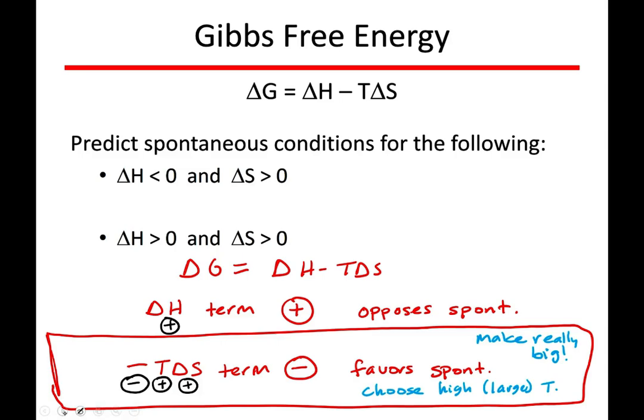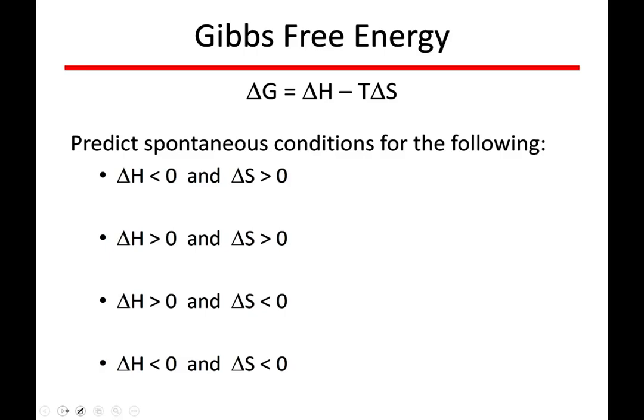So we're going to wipe this and think about some other cases. We'll think now about what happens if delta H is positive and delta S is negative. We could also think about what happens if delta H and delta S are both negative. And I'm going to have you work through those on your own so that you can get familiar with doing the same type of analysis that you've just seen in the last couple of examples to figure out what the spontaneity conditions are in those cases.